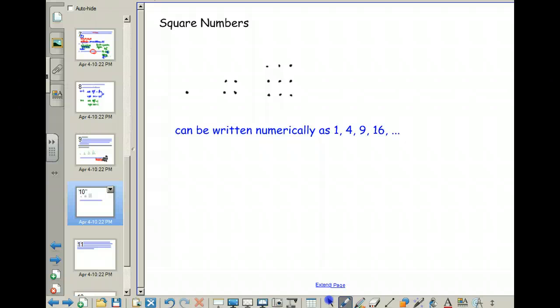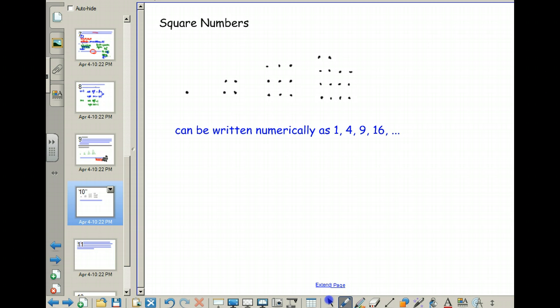So I have 9 dots here. The next one has 4 dots across on the bottom, and it's 4 dots high, giving me a total of how many dots? 16.